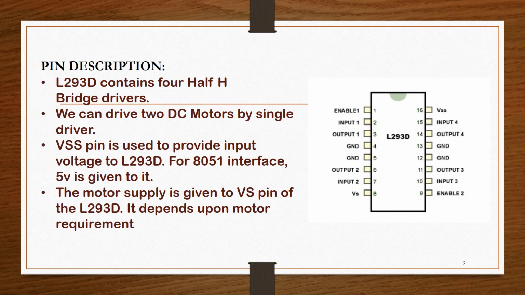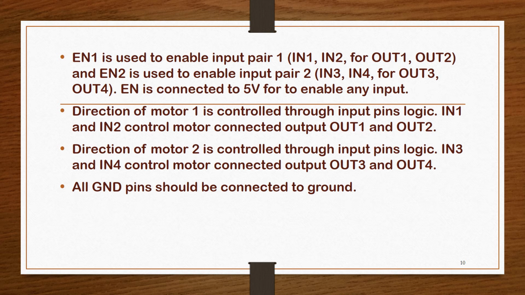For 8051 interface, 5 volt is given to it. The motor supply is given to the VS pin of L293D. It depends upon the motor requirement, which exact motor you are using. Enable 1 is used to enable the input pair, that is IN1 and IN2 with OUT1 and OUT2, and enable 2 is used to enable the input pair IN3 and IN4 with OUT3 and OUT4. So EN is connected to 5 volt to enable any input.